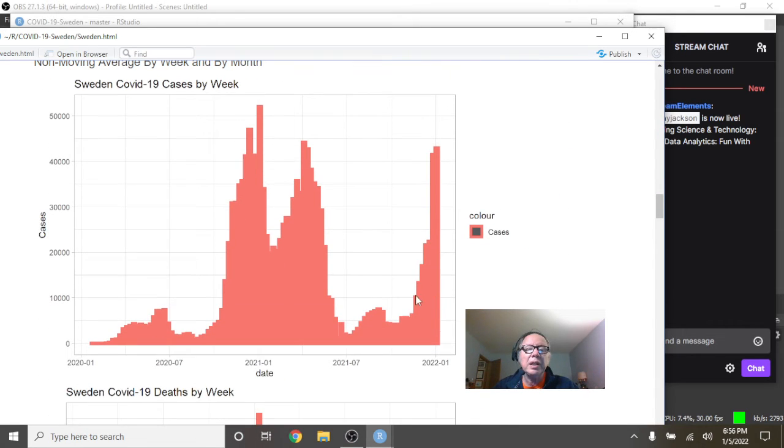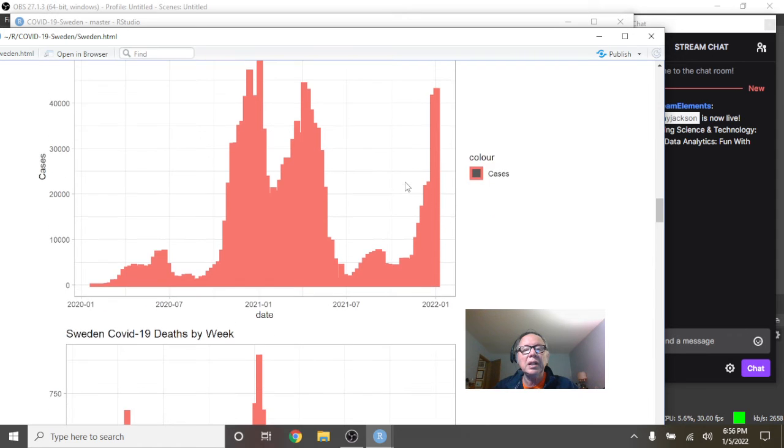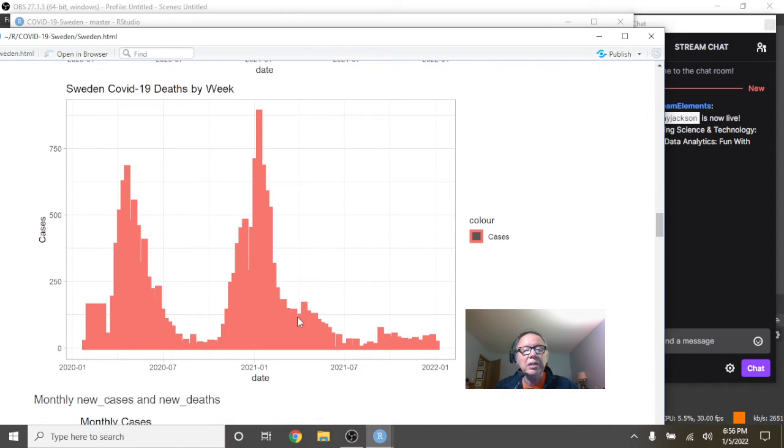This is just weekly cases. Again, you got this spike here for some odd reason or other. This isn't good. And what about deaths? Here's the good news. Look at this nice declining pattern in COVID-19 deaths in Sweden on a weekly basis.